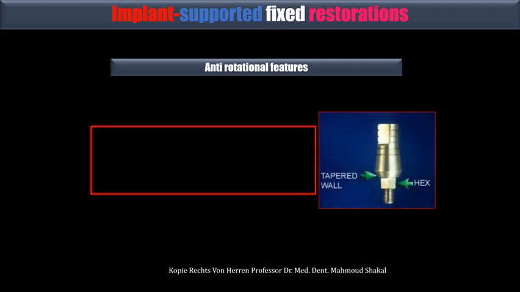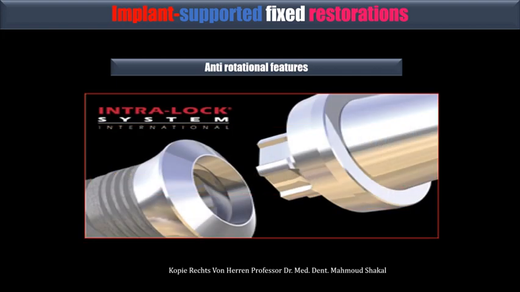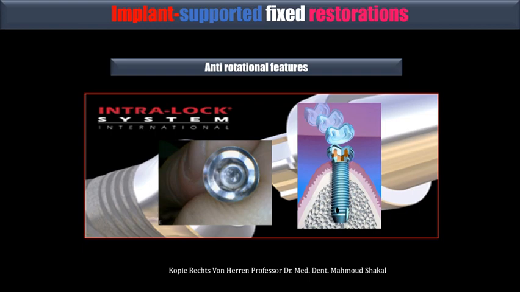The anti-rotational feature, these are components that will prevent the rotation of the abutment, direct mechanical interlock or anti-rotational feature, and this is quite seen here. This is the internal hex and this is the external hex, with the screw going all through the abutment and inside, so this will prevent rotation and make it more stable in position. Here is the form.